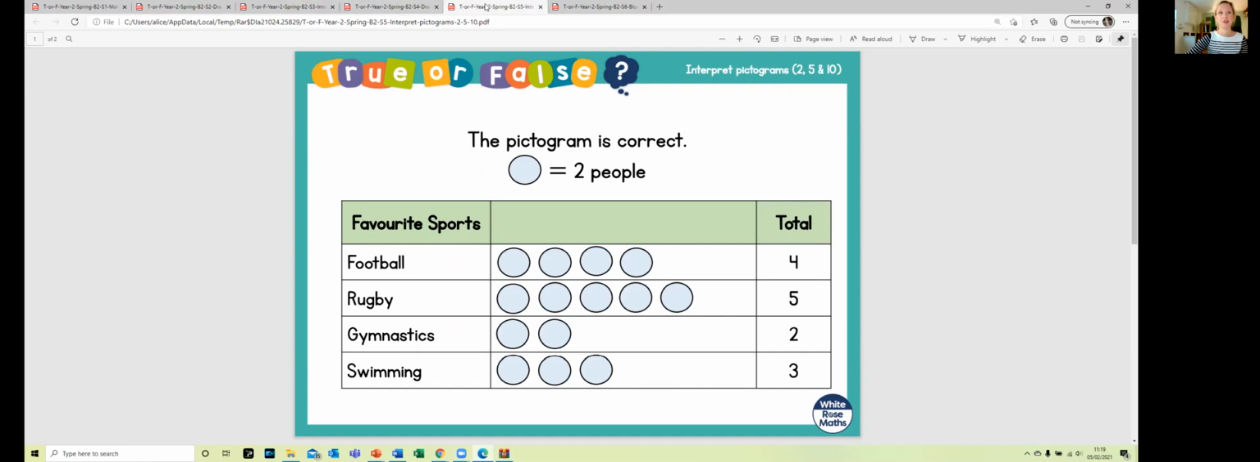Question numéro 5. I should do it in French. Mrs. Ellaway would like that. Question 5 is true or false? The pictogram is correct. Is that true or is it false? Pause me now. Work it out.